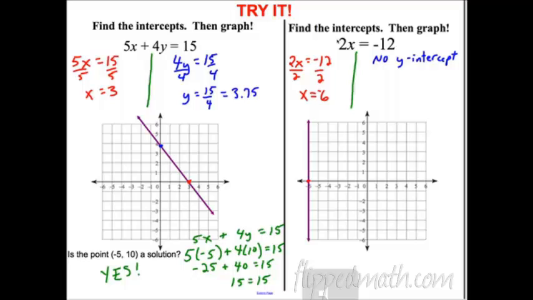Coming over here to the right to find the intercepts. There's only an x-intercept at negative 6. There is no y.